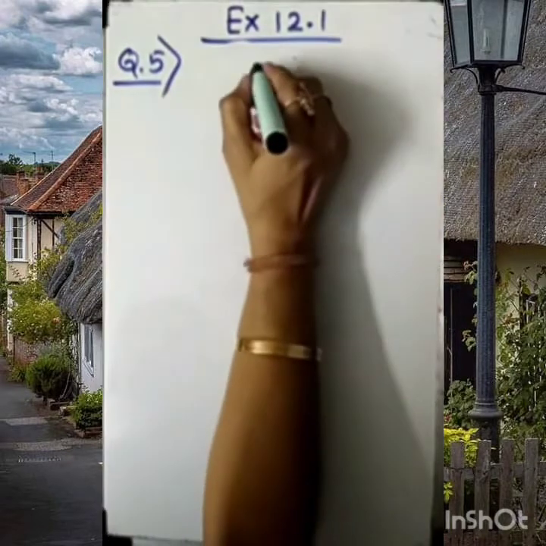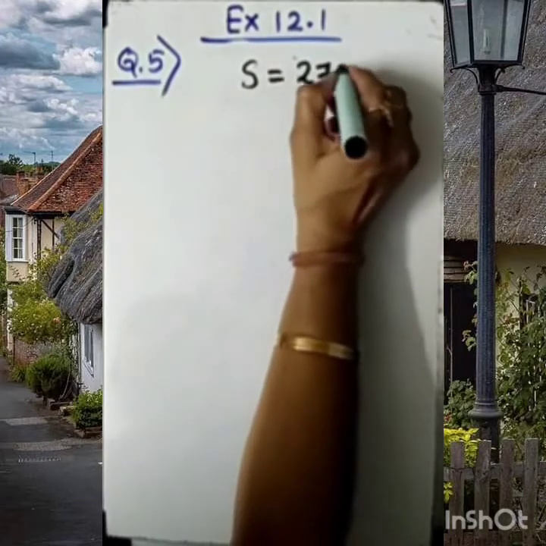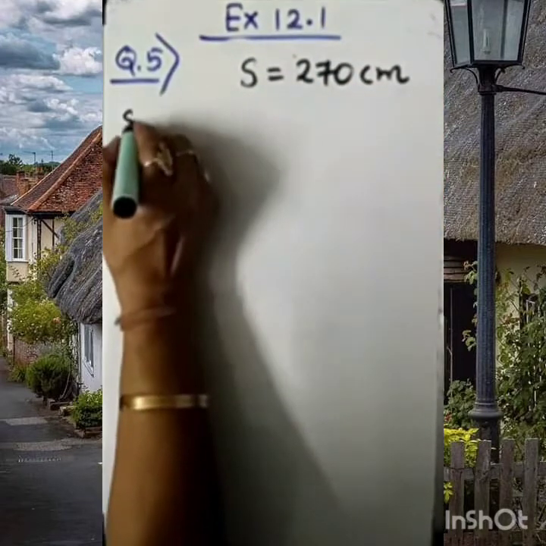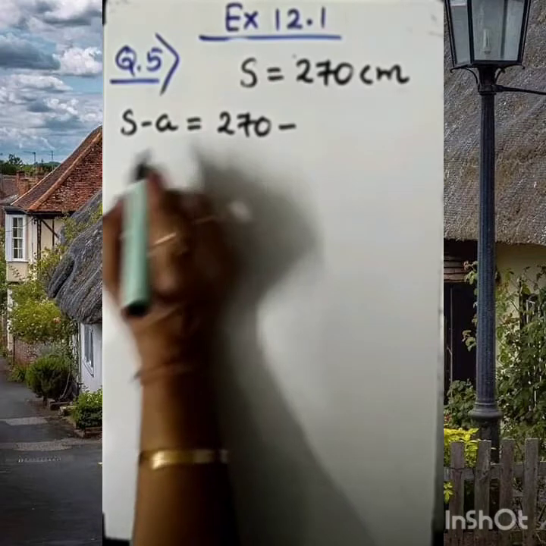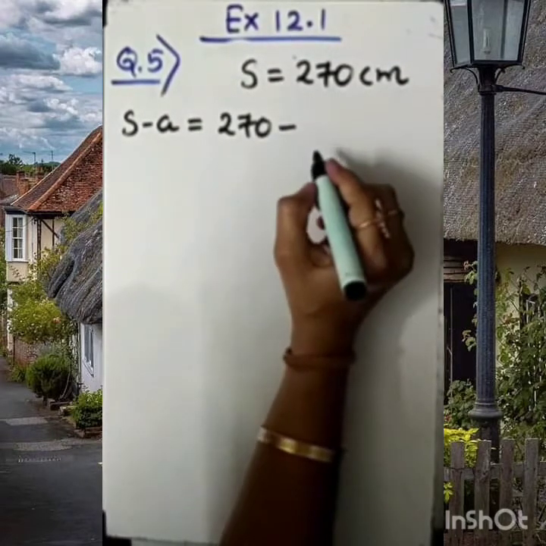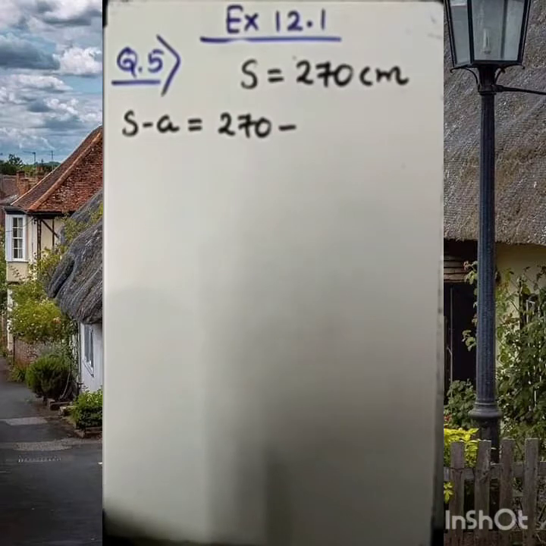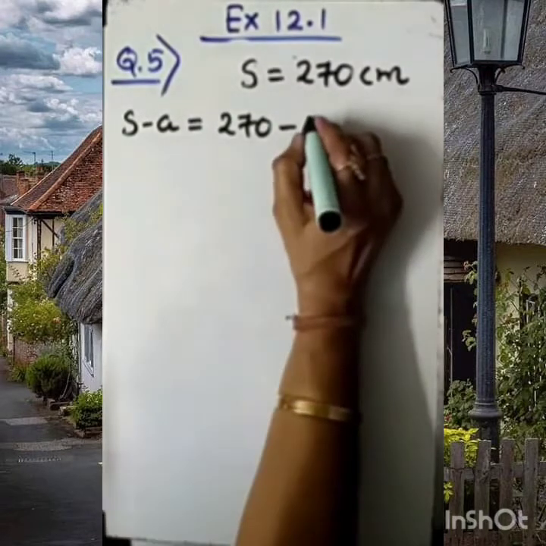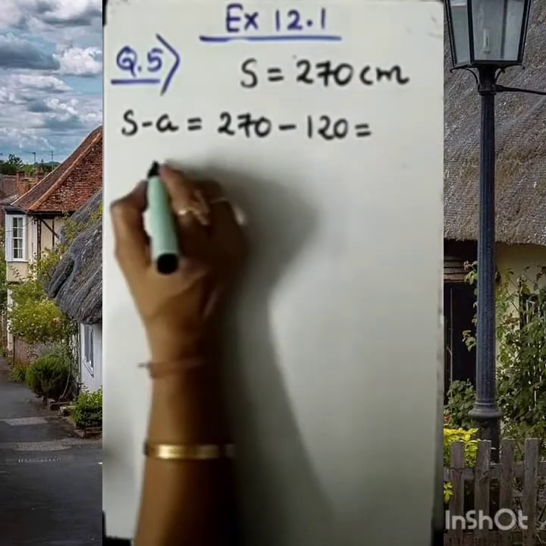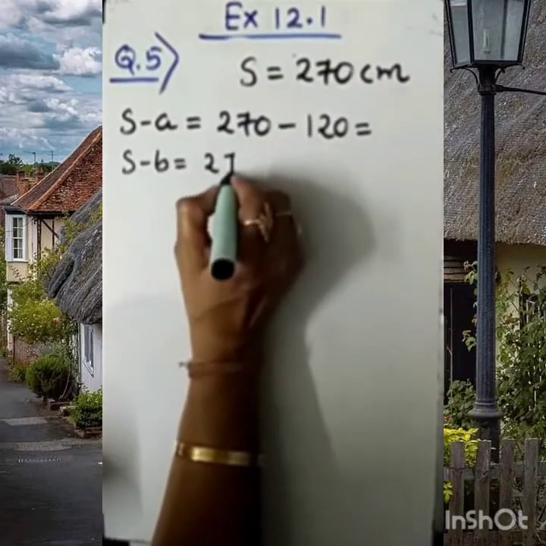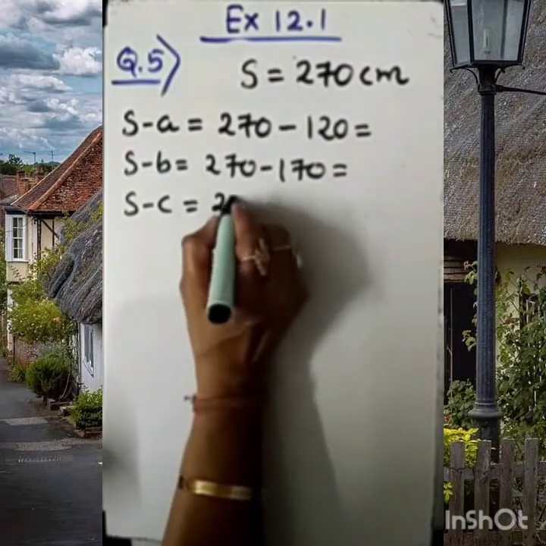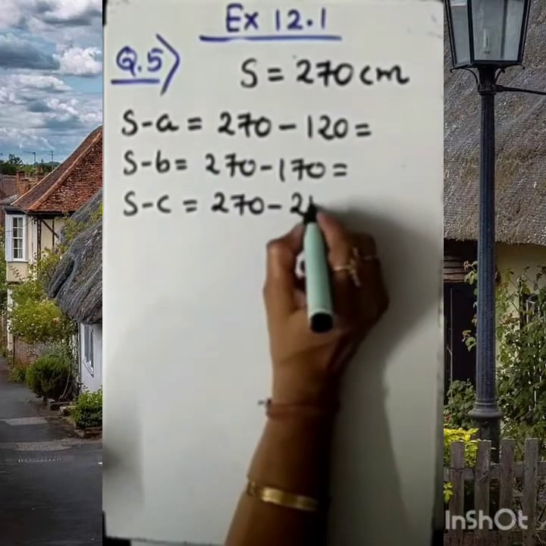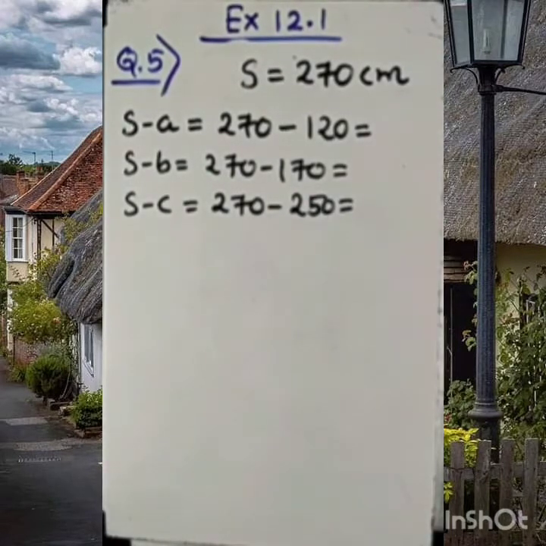Let's continue the same question. The value of S with us is 270. Now S minus A: 270 minus the value of A, which we have found, 120. So I am mentioning here 120. Value of S minus B, that is also 270 minus 170. And S minus C, that is 270 minus 250. Fine. So let's subtract and try to get the value of all these three terms.